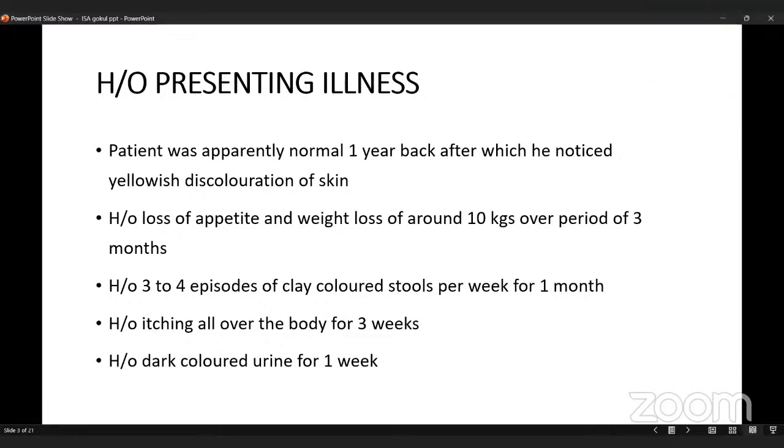Sir, there are 3 types of jaundice, sir. Prehepatic, hepatic, and post-hepatic, sir. So prehepatic is primarily of hemolysis, sir. So hemolysis presents with splenomegaly as well as high-colored urine. Whereas hepatic will have a right upper quadrant pain along with jaundice, sir.